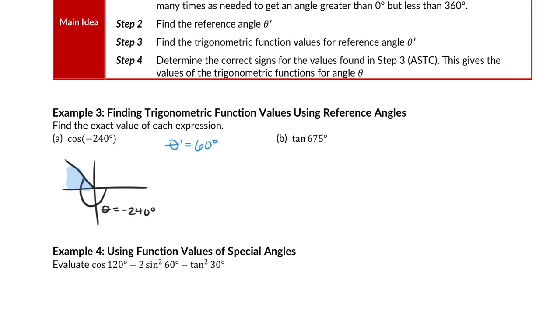That's the reference angle that we're going to use. So really, the cosine of negative 240 is exactly like doing the cosine of 60 degrees, but we're in quadrant 2.